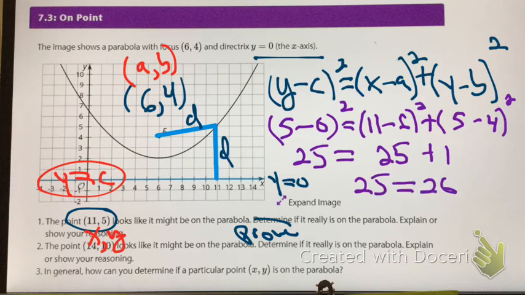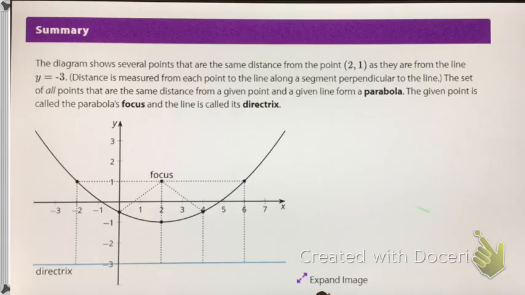And I know what you're saying. No, it doesn't. Mr. Miller, you're insane. You're right, it doesn't. But I am right that 25 does not equal 26. Therefore, that point is not on the parabola. Those distances have to be equal for that point to be on that parabola. If they're not, you must say no, it's not on there. All right? So let's continue on here.